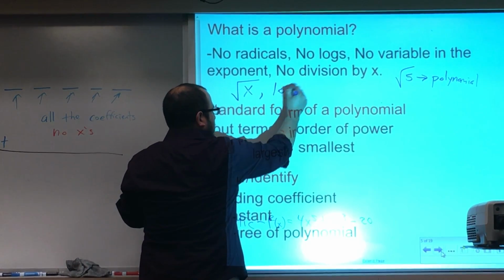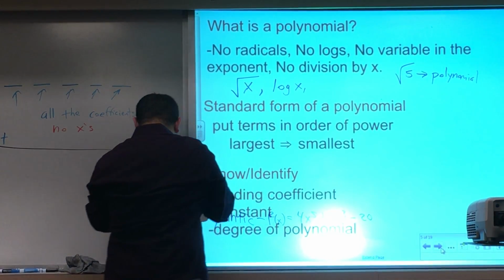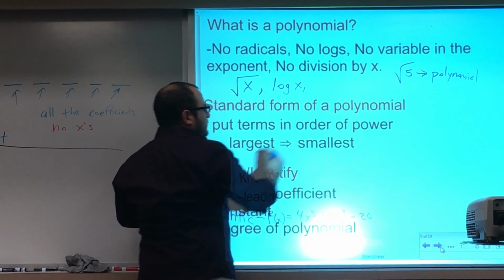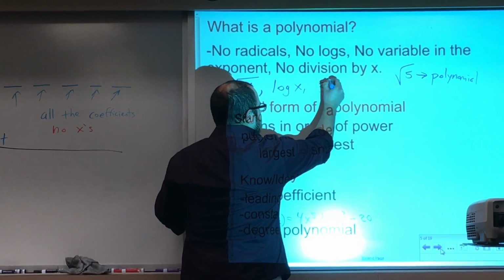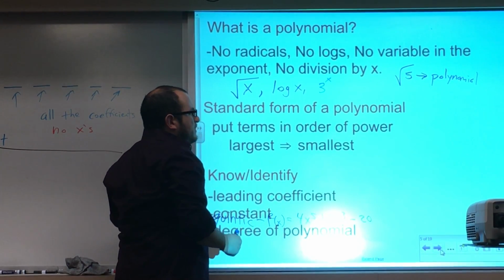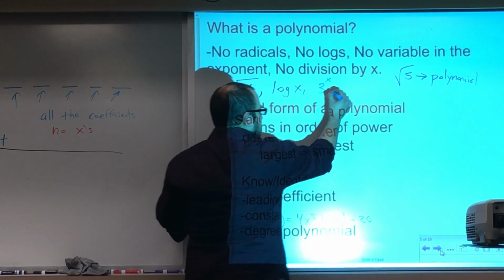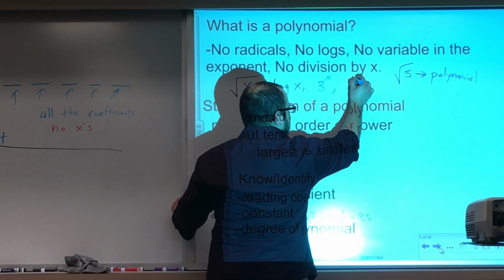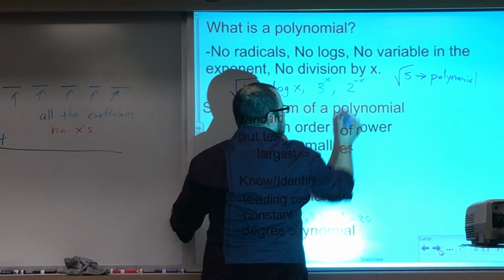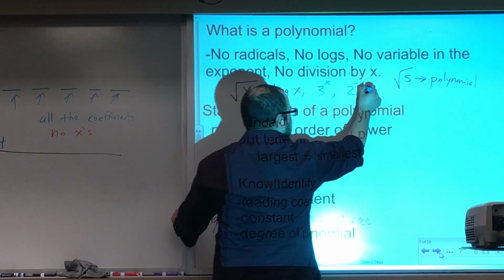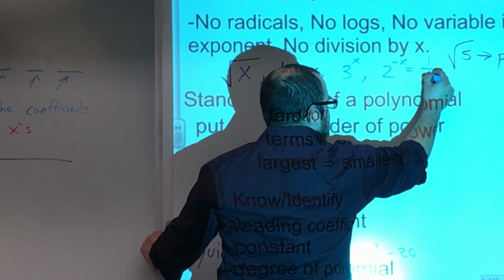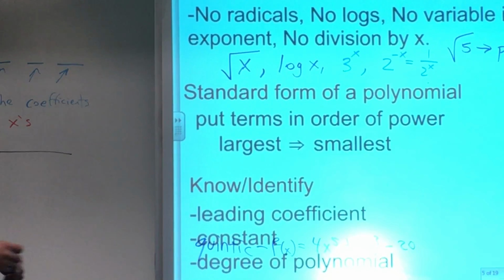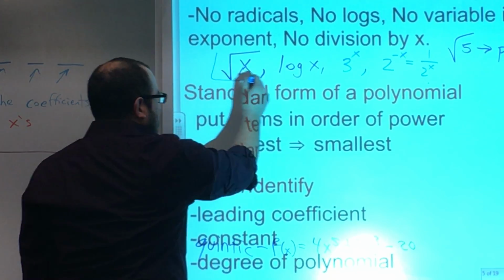So log x. I know that's kind of hard to see. No variables in the exponent, so something like 3 to the power of x. And you cannot have division by x. Division by x means negative exponents, so 2 to the negative x, which is the same thing as 1 over 2 to the x. All of those are not polynomials. So these ones right here.